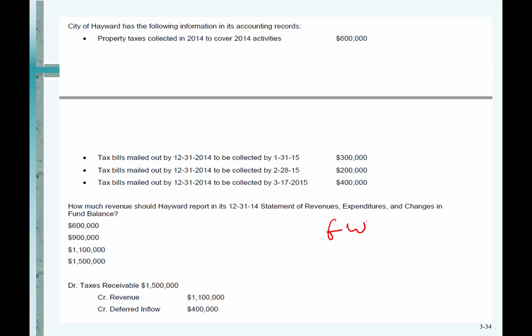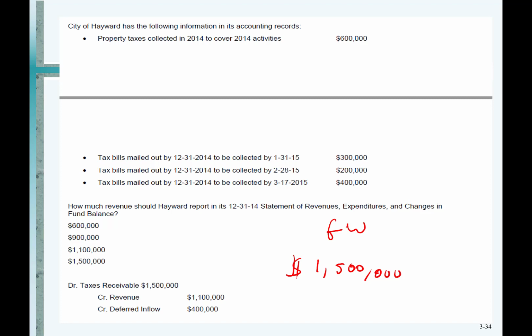Right? Okay, good. What would be the journal entry if I said statement of activities, government-wide? What would be the answer here? Only receivable and revenue. Good. The entire amount would be $1,500,000, wouldn't it? Because I'm not subject to that collectability issue.